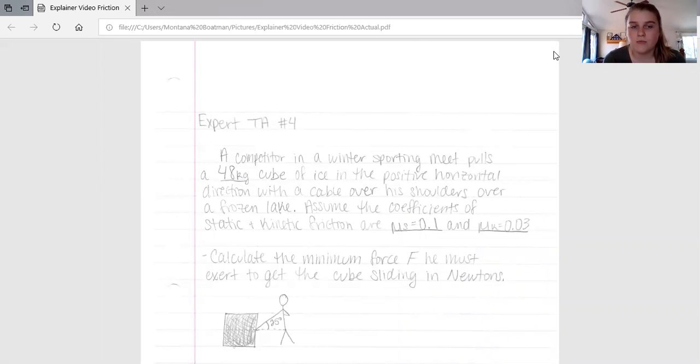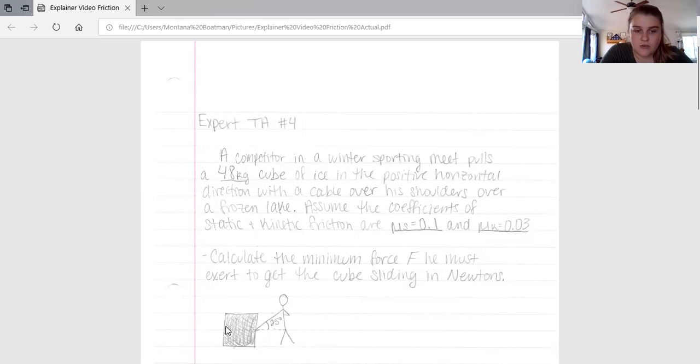Okay, so today I'm going to be explaining Expert TA number 4 about the ice block. The question states, a competitor in a winter sporting meet pulls a 48-kilogram cube of ice in the positive horizontal direction with a cable over his shoulders over a frozen lake. Assume the coefficients of static and kinetic friction are 0.1 and 0.03. And I'm going over part A, which asks to calculate the minimum force F he must exert to get the cube sliding in newtons.